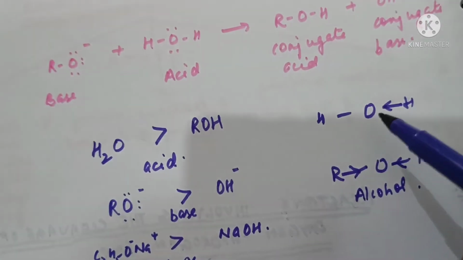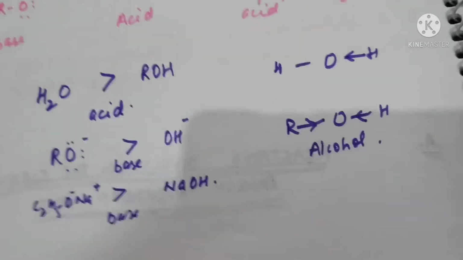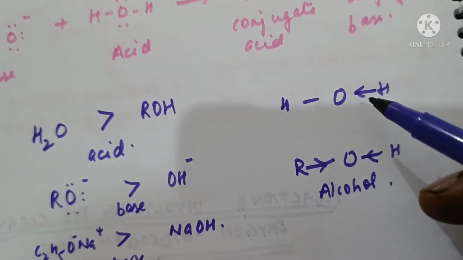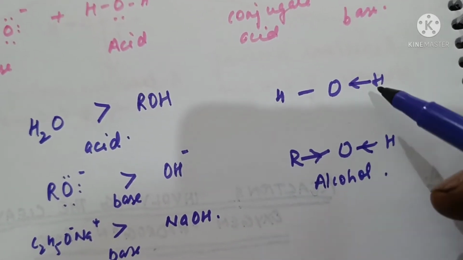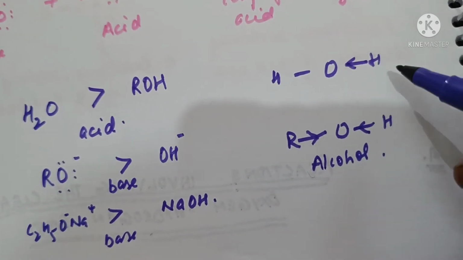And why is water a stronger acid? Because if we compare between water and alcohol, the electronegative oxygen atom attracts the electrons of the oxygen-hydrogen polar bond towards itself, thereby facilitating the release of a proton.